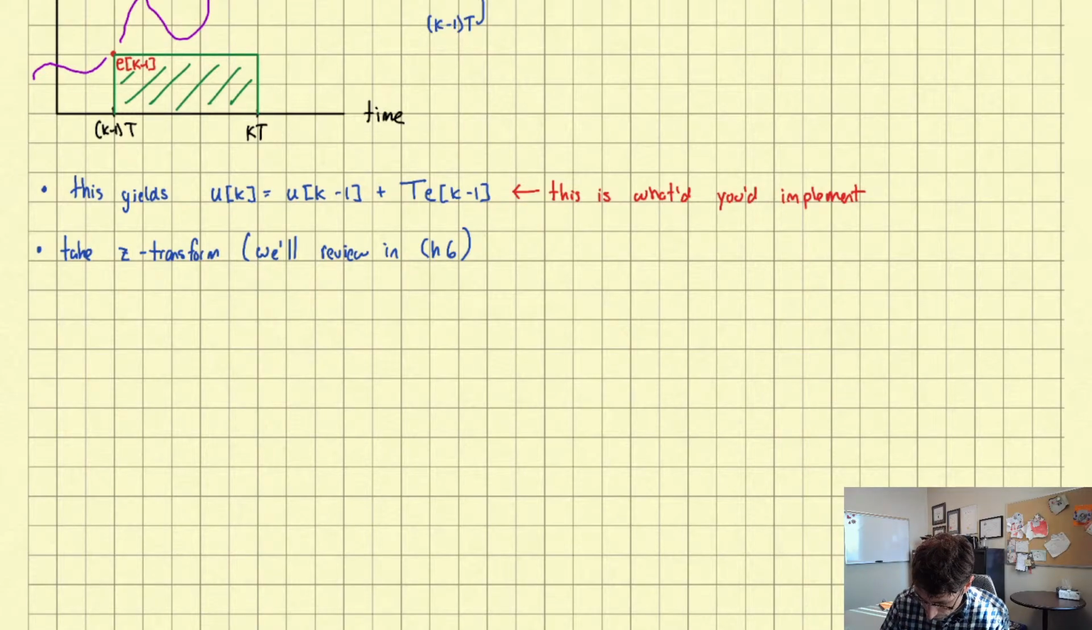And what do we get? We get that U of Z equals, going backwards in time in the discrete time domain is like dividing by Z. So we're going to get Z inverse U of Z plus Z inverse T E of Z. Okay, so let's rearrange that to get our transfer function from the tracking error E to the control signal U in the Z domain.